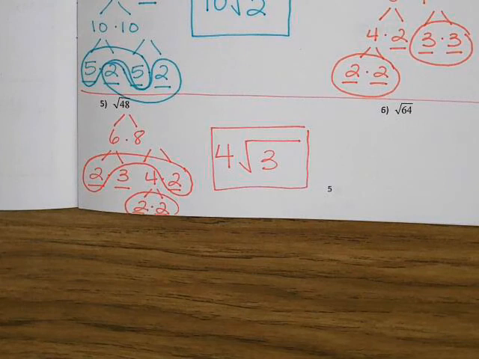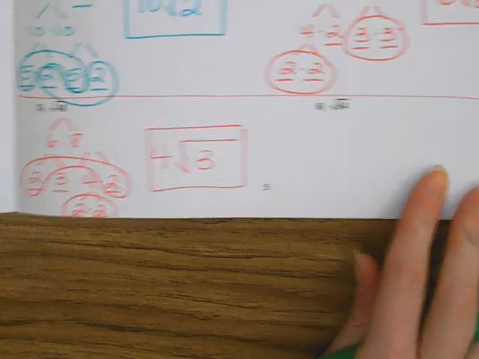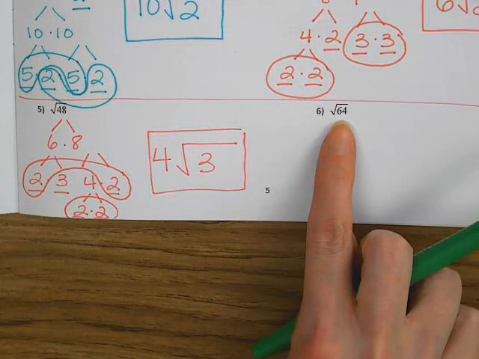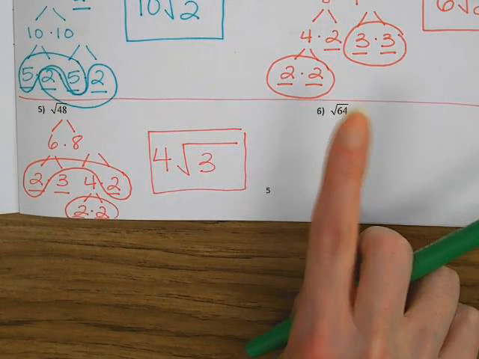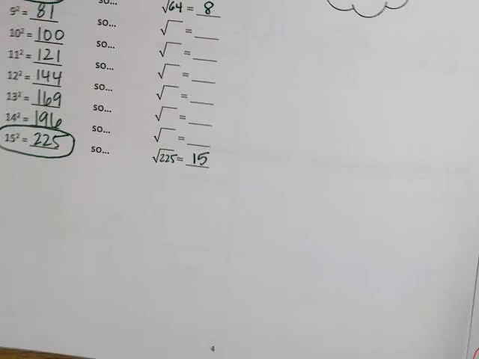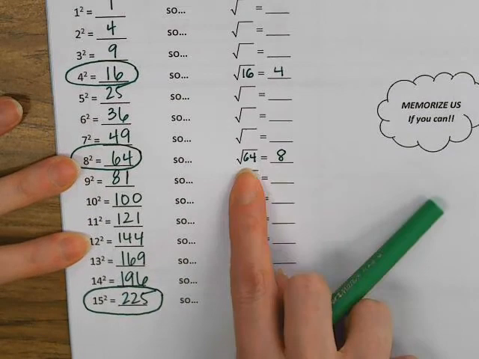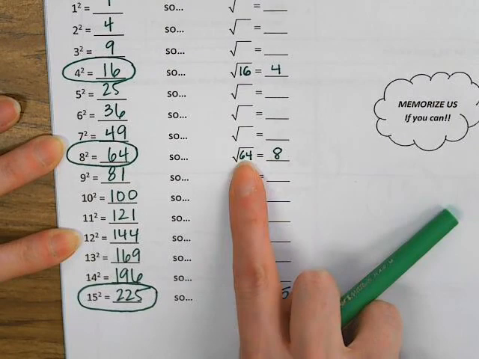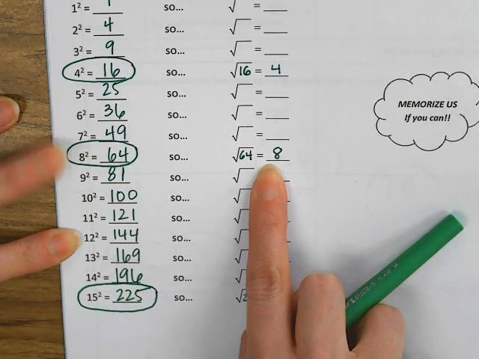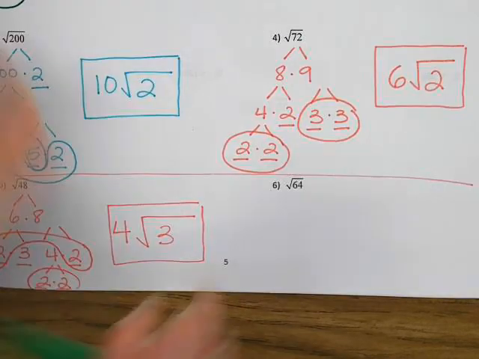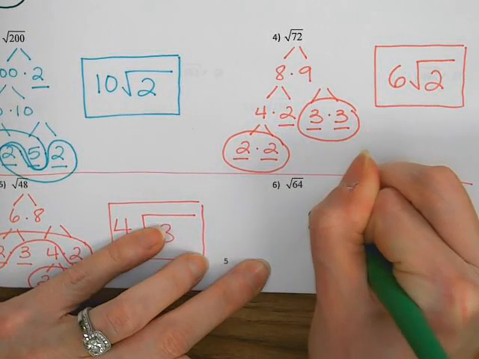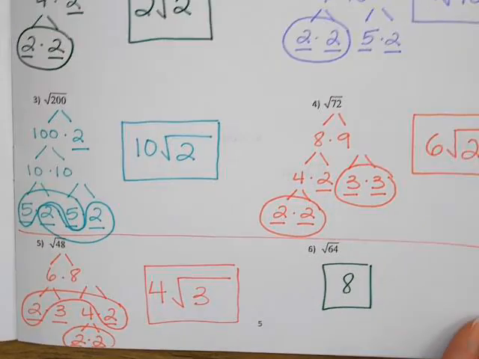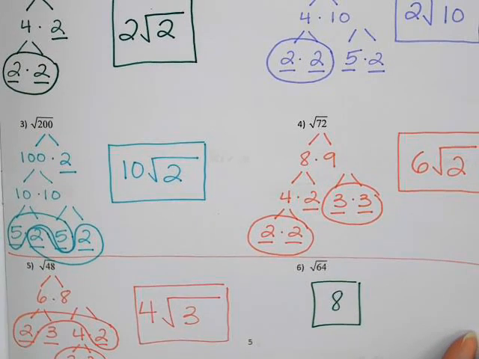Okay, and one more if you guys are still with me. Number 6. Square root of 64, that's a perfect square. Look at our list. 64 is on there. 8 squared is 64. So root 64, if you know these by heart, we don't have to do this. It's just 8. So if the number does pop up on our list, we don't have to do all this work.